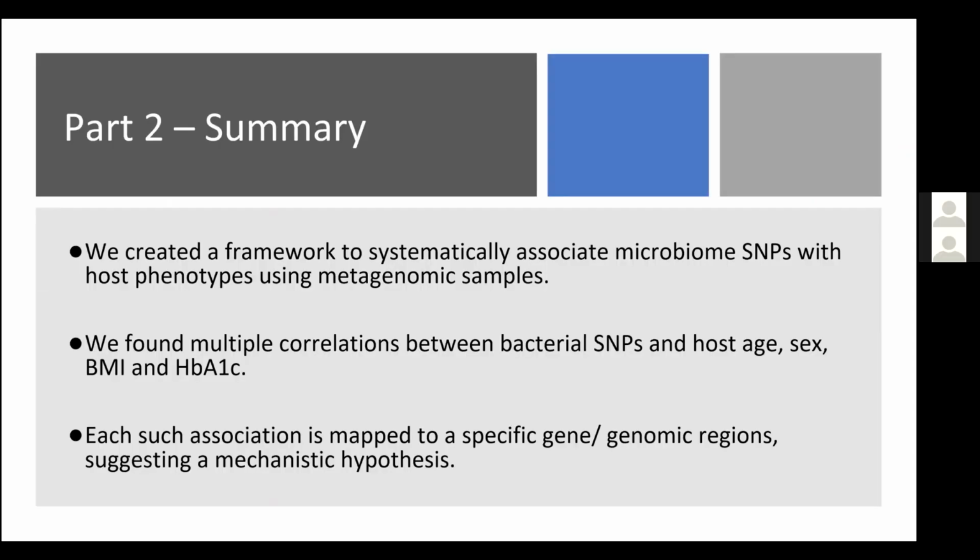Okay, so to summarize this part, we created a framework to systematically find SNPs in gut microbiome bacteria and then associate them with different host phenotypes. We found many statistically significant associations between bacterial SNPs and host age, sex, BMI, and hemoglobin A1C. And since each of these associations can be mapped back to a specific gene or a genomic region, we can now suggest various mechanistic hypotheses based on these associations.